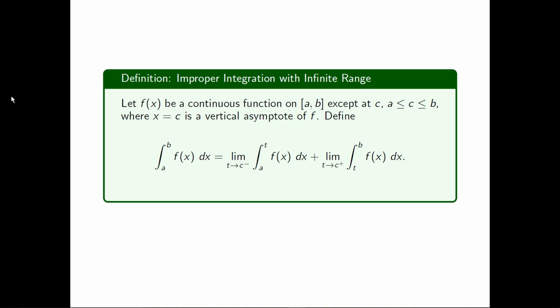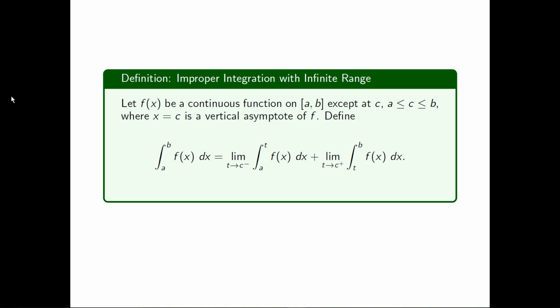Okay, so we'll assume somewhere within the range at c, when x equals c, we have some sort of vertical asymptote. In other words, it's going to infinity, or possibly negative infinity. And now to find this, we're actually going to break the integral into two pieces. And in each case, replace the c with a t, and take the limit as t approaches that c. So in this case, we're going to approach it from the left. In this case, we're going to approach it from the right. Then we add those two pieces together, and we get the integral.